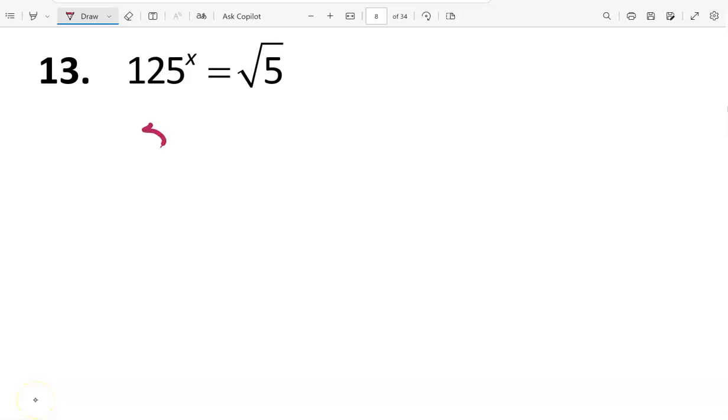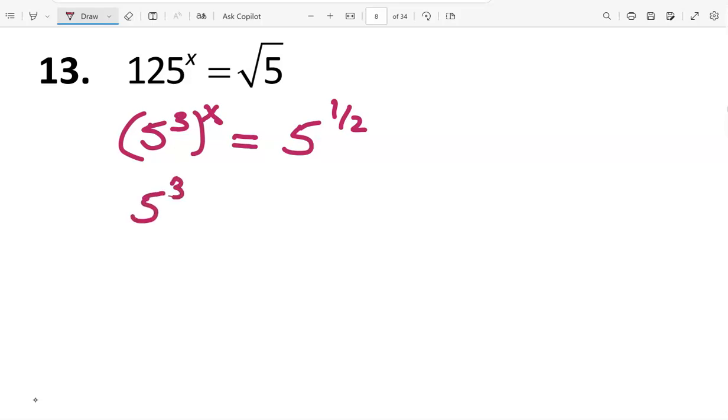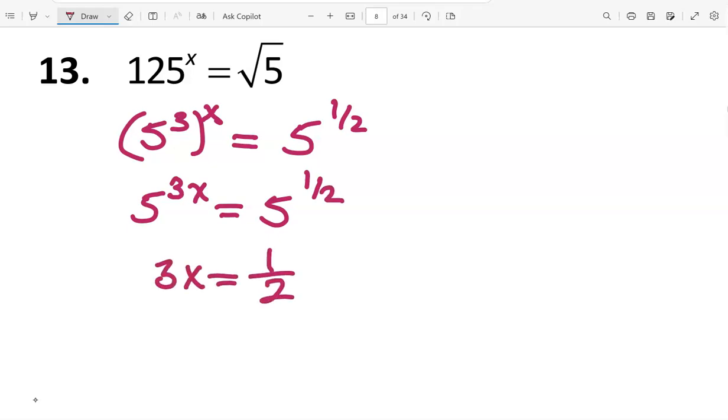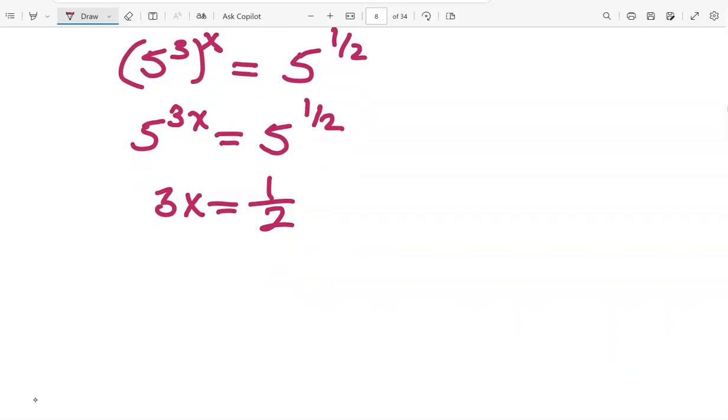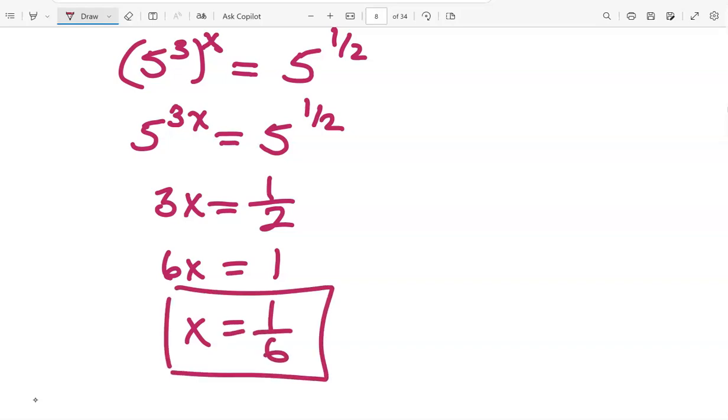In number 13, both sides can be expressed as a power of 5. We have 5 to the 3rd power raised to the x equals 5 to the 1/2 power, because a square root can be re-expressed as a power of 5 raised to the 1/2. In other words, the denominator is the index of the root, and it's a square root. When we raise a power to a power, we multiply the exponents, and so now that we have both sides as a power of 5, we can set our exponents equal or equate them, and I'm going to multiply both sides by 2 to clear the fraction, and then divide, and x is equal to 1/6.